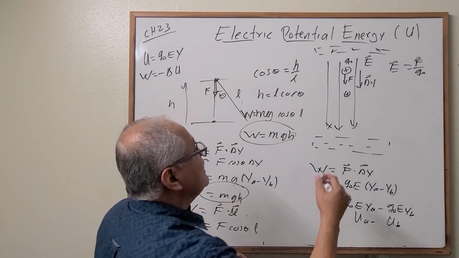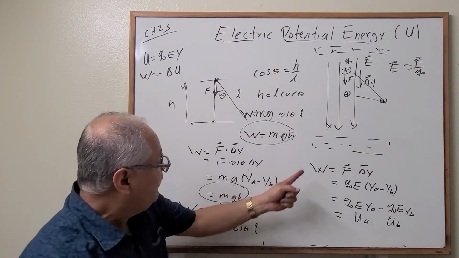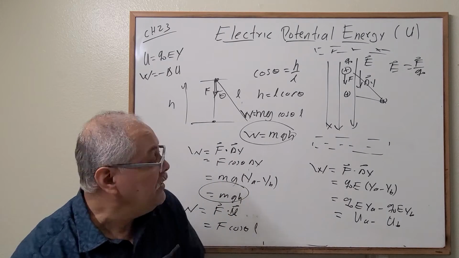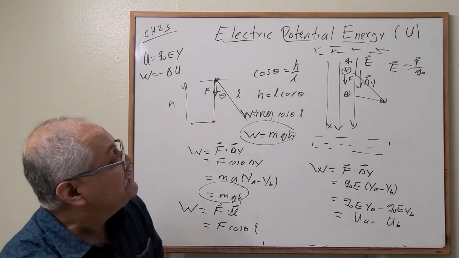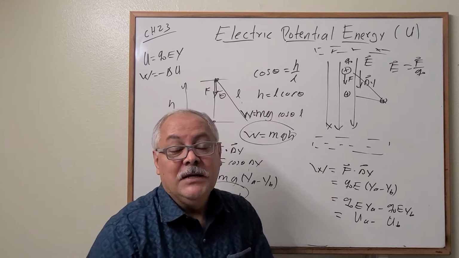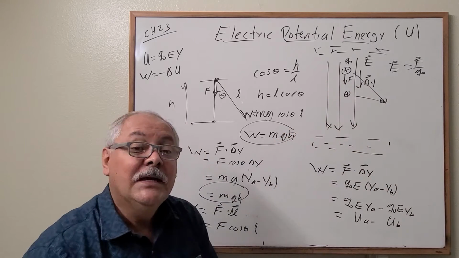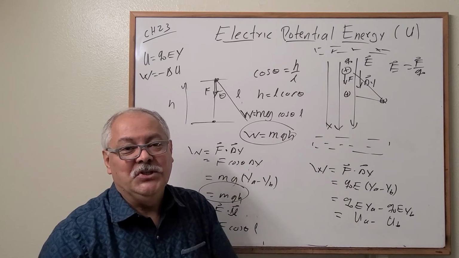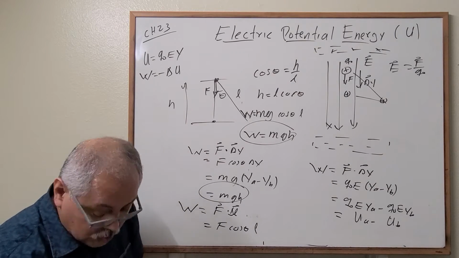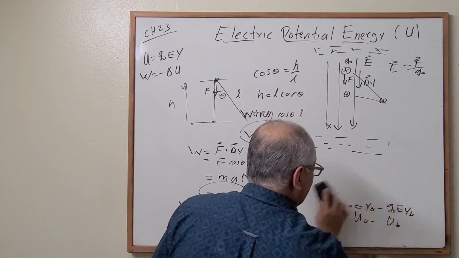We can do the same steps, taking this path from here to here, and we follow the same steps because they have the same form, and we get that the work done by the electric field doesn't depend on the path. It depends only on the initial and final position. Okay, perfect.